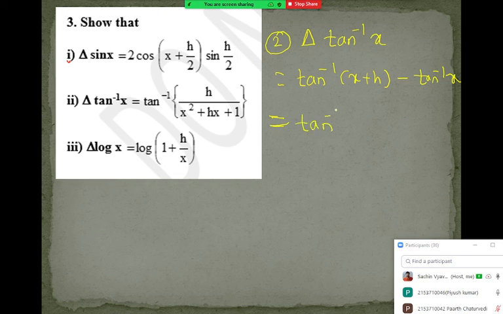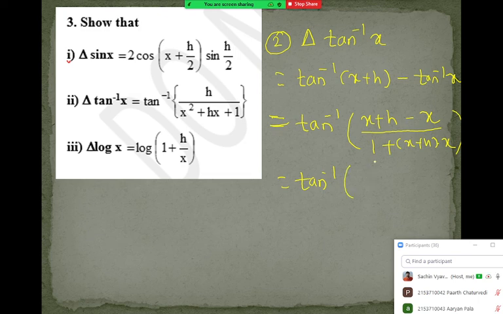Okay, so tan inverse a minus tan inverse b is tan inverse of (a minus b) upon (1 plus ab). So this is (x plus h) minus x, that is a minus b, upon 1 plus ab, so it is (x plus h) into x. I think that is the formula, you can check. And just a simplification gives us the required answer.